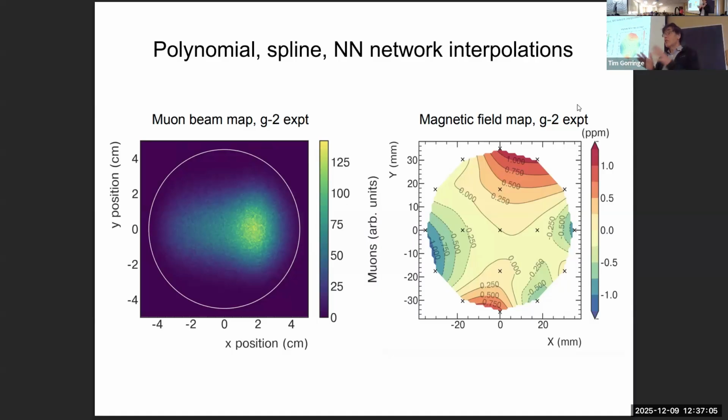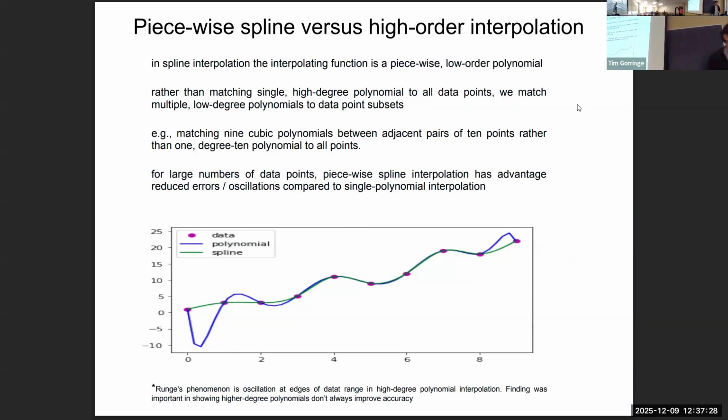This is interpolation in 2 dimensions here. The beam is measured in X and Y. The magnetic field is measured in X and Y. So there are 2 independent variables. In our coding examples, we're going to focus on one-dimensional data where there's one independent variable and one dependent variable. This is just to introduce piecewise splines and compare them with these higher order polynomial interpolations.